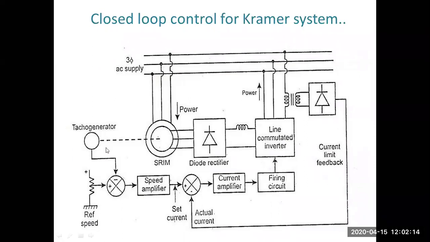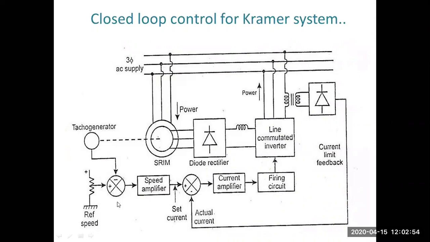So the tacho generator will generate a potential. And then here is the reference speed. To obtain this reference speed, we calibrate it in terms of voltage by using a voltage regulator. This voltage regulator produces a voltage which is calibrated in terms of reference speed. So this reference voltage, and the voltage from the tacho generator, which is calibrated in terms of actual rotor speed, both voltages go to the summing point.